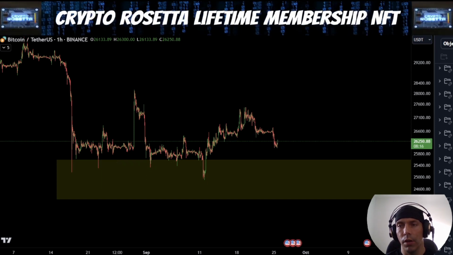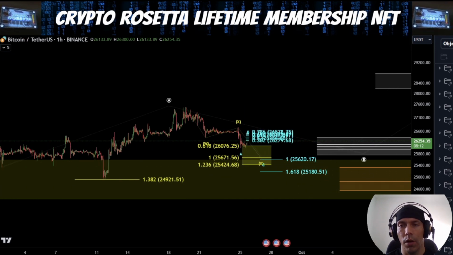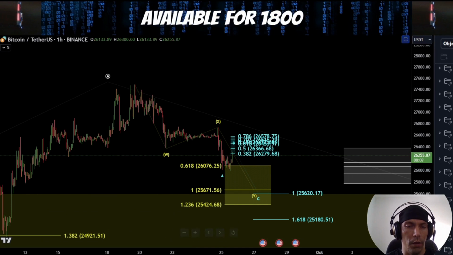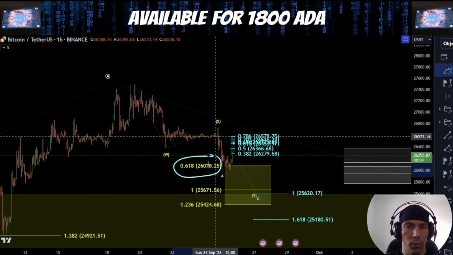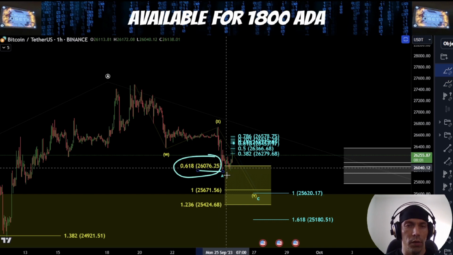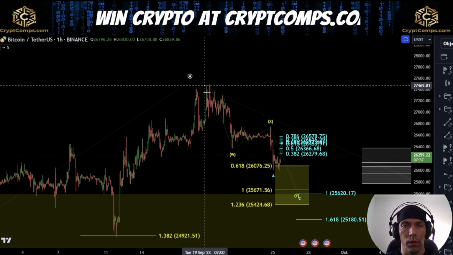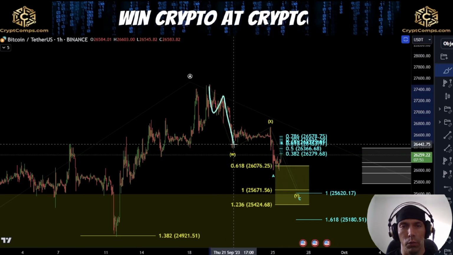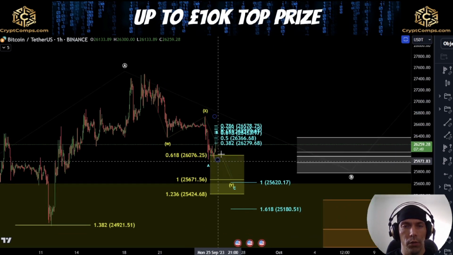Now, internally here, like I said, what we need to be careful of is that this could just be a corrective structure, looking at this as A, looking for this as WXY, and then looking for the continuation up. Now, within this idea of a W, an X, and a Y, we have actually come down already to the minimum requirement, which is sitting here at this 26076. So if this move here is actually completed, and this isn't 1, 2, 3, 4, and 5, or this isn't 1, 2, 1, 2, 1, 2, what we would then be looking for is the potential of a reversal to the upside.